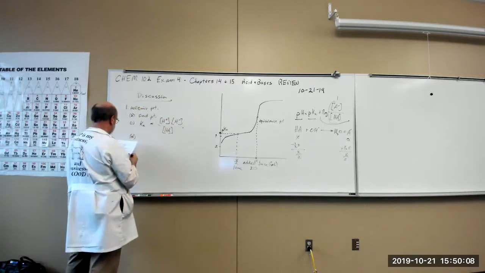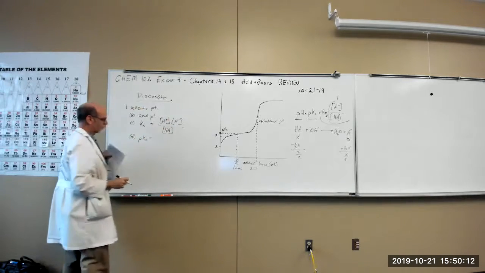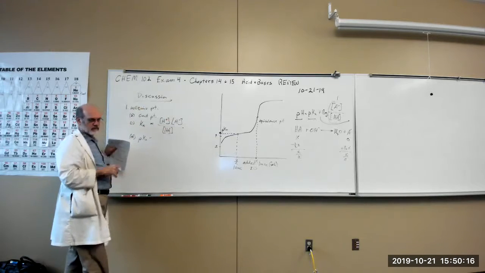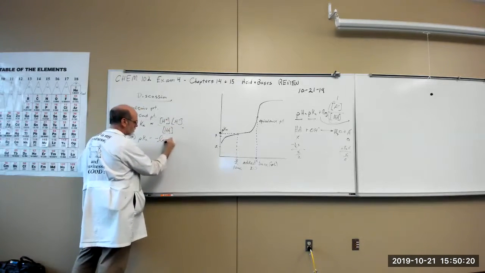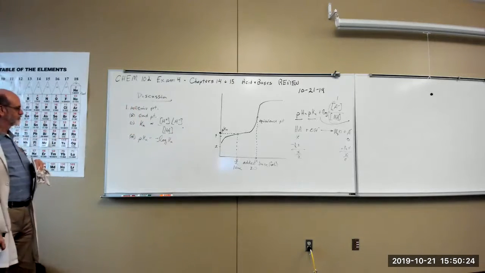What is pKa equal to? It's simple. It's just a log transformation. It's a negative log of the Ka. That's it.